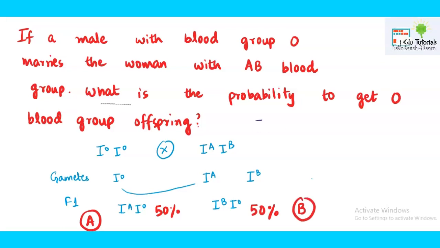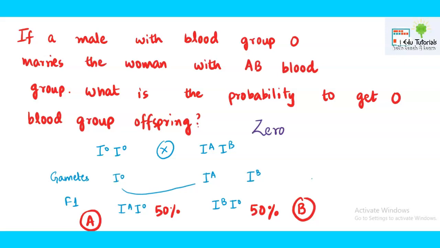And the question is asking what is the probability of getting the O blood group. So there is no individual with the O blood group which we have seen in the F1 generation. So the answer to this problem will become 0, because there is 0 probability of getting an offspring with the O blood group. So the answer is 0. The concept of multiple alleles is important with the examples. So we need to study multiple alleles carefully along with the examples.